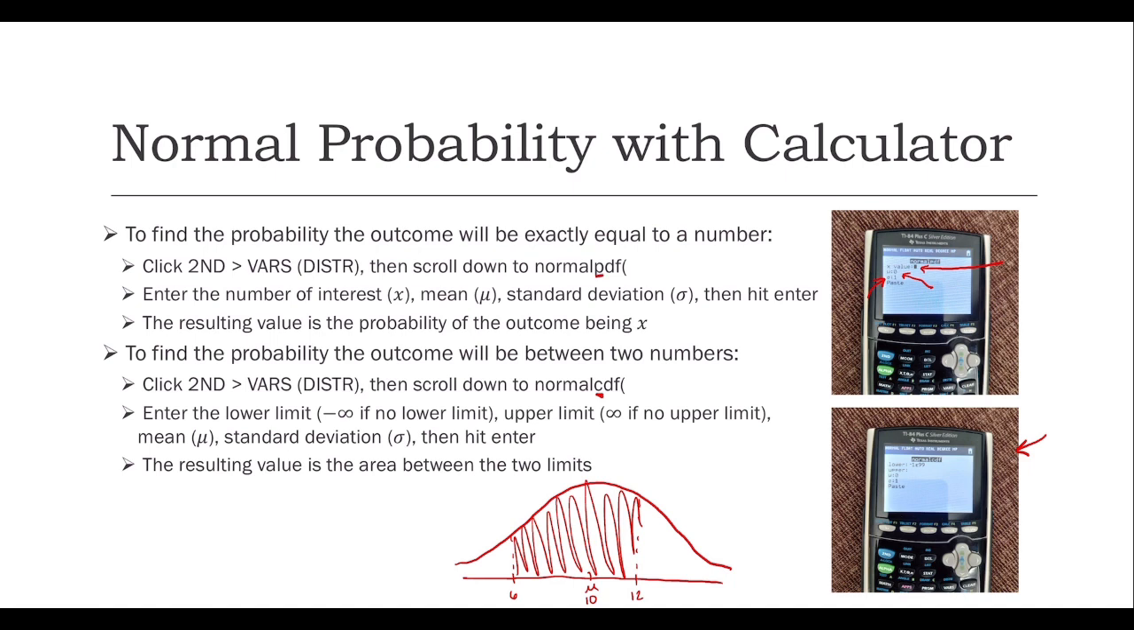You'll enter the lower limit. If you're just trying to find everything below 12, there wouldn't be a lower limit. So you would put negative infinity. You can't type negative infinity, so you would just put a really big negative number. So this is an example of that here. Then you would do your upper limit. In this case, we'd say 12. You'd have your mean and then your standard deviation, and then you'd hit enter. And the resulting value would be the area between the two limits. So it might give you 0.86, for example, which would mean 86% of the time your data will fall between those two numbers.